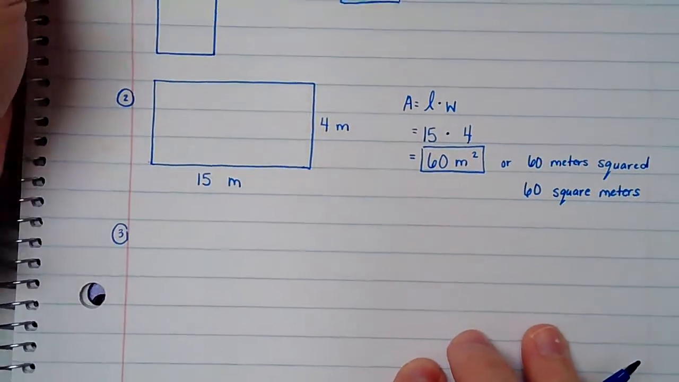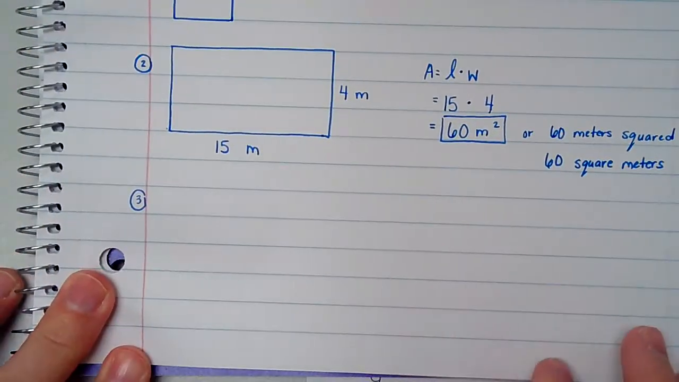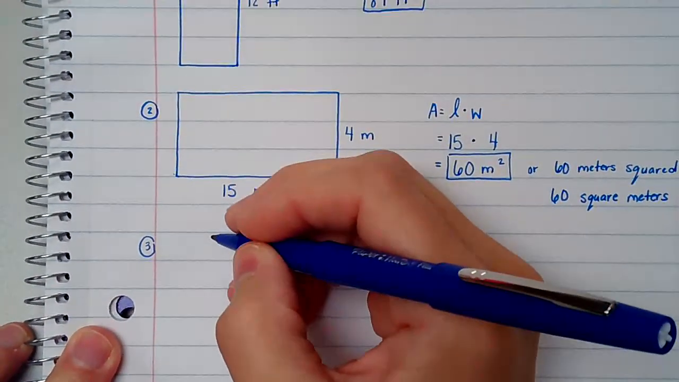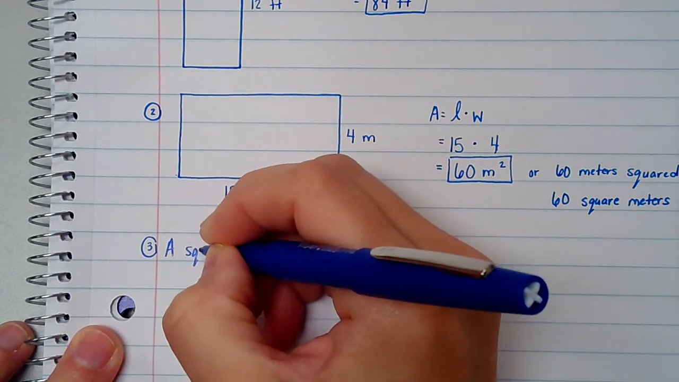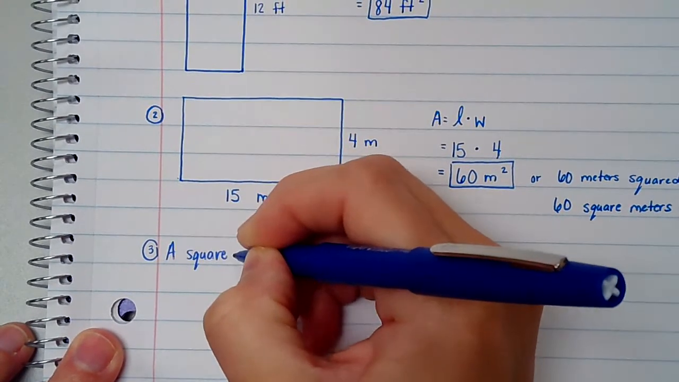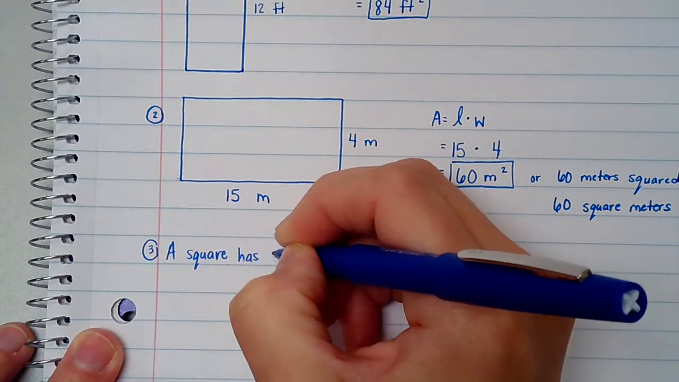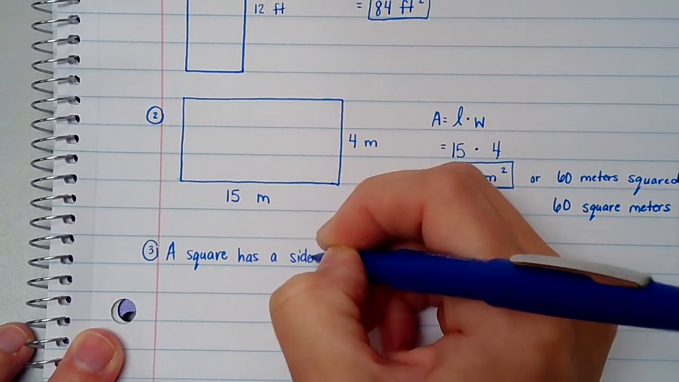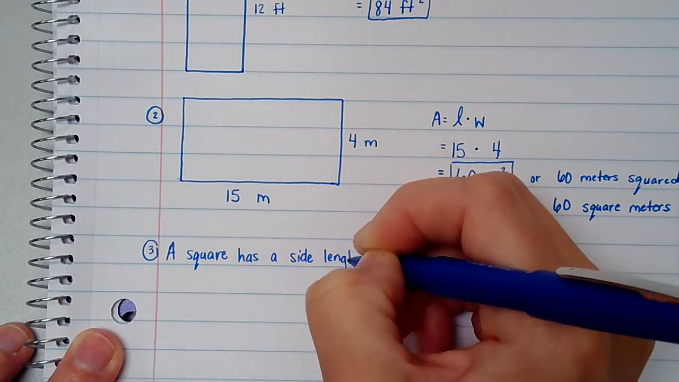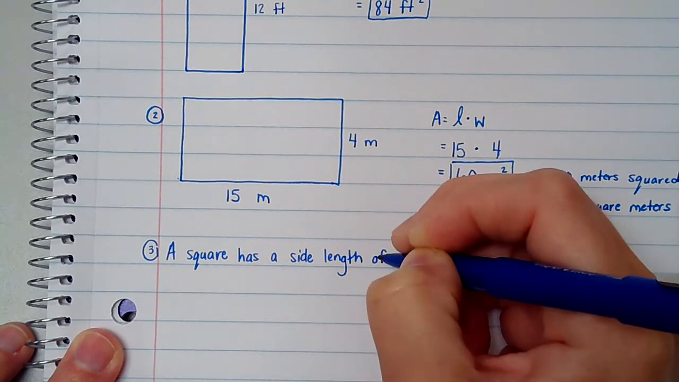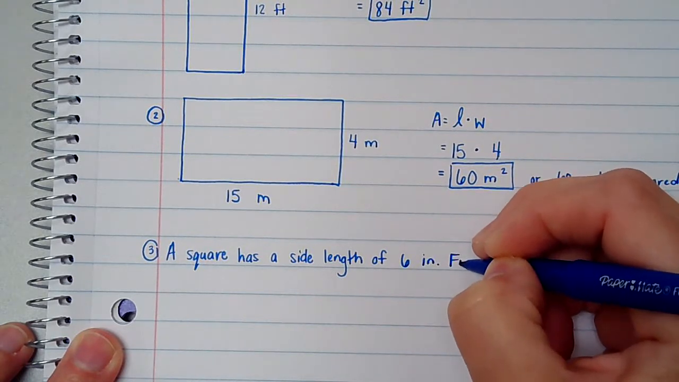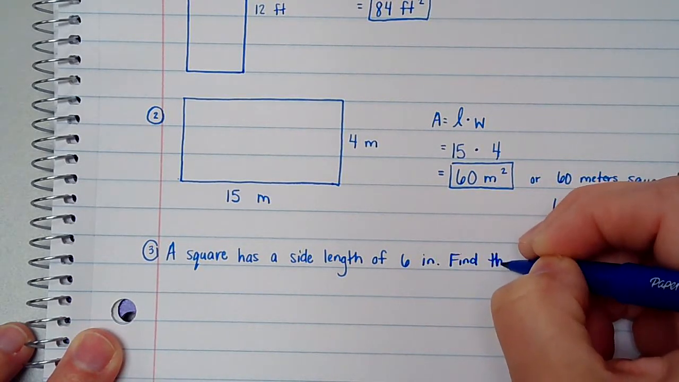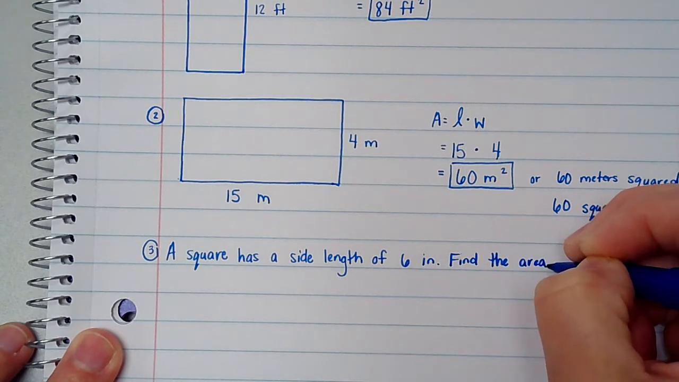All right, and this time I'm not going to draw a picture. I'm actually going to write it out. So a square has a side length of 6 inches. Find the area.